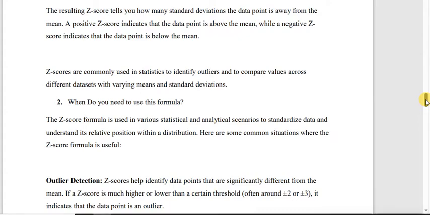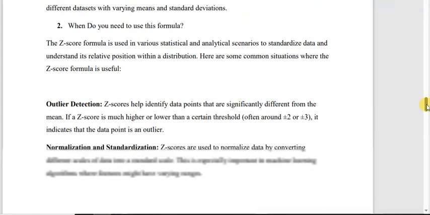Z-score is commonly used in statistics to identify outliers and to compare values across different data sets with varying means and standard deviations. So any data that does not lie within 3 standard deviations may be considered an outlier when you have enough sample size.